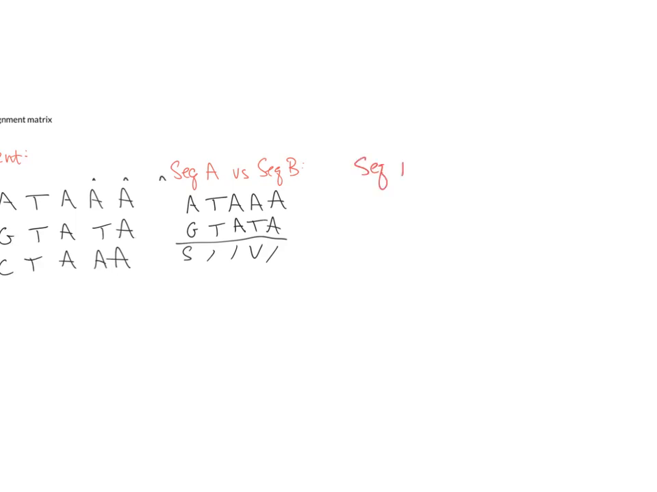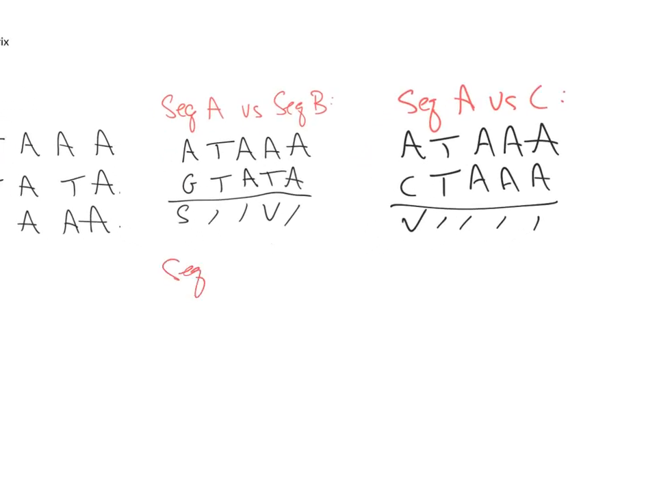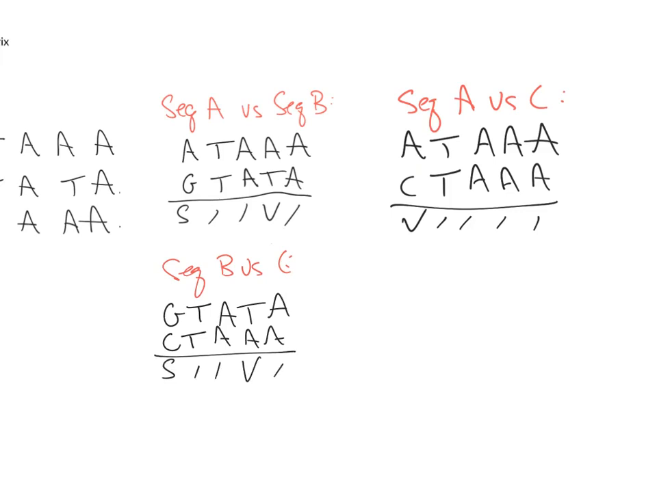Now we're going to do sequence A versus C next. A is still the same, hasn't changed. C is a little different, C, T, A, A, A. We have a transversion here, and the rest are the same. And then finally, sequence B versus C. Here, B is G, T, A, T, A. Here is C, T, A, A, A. Here we have a transition, and then here's a transversion, and there.